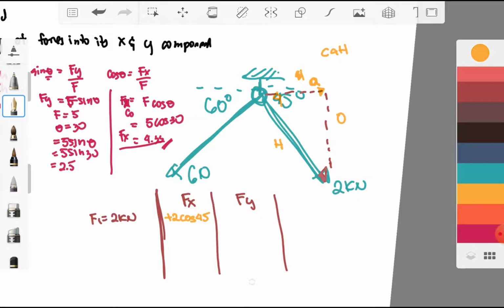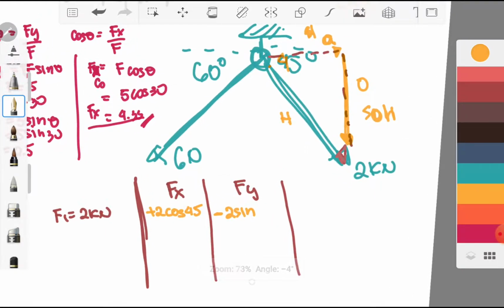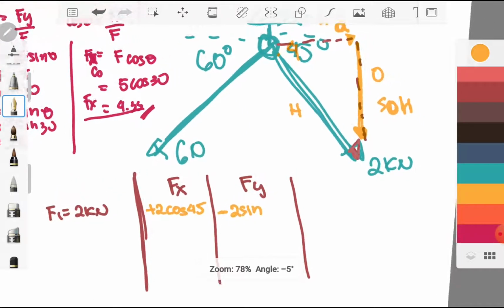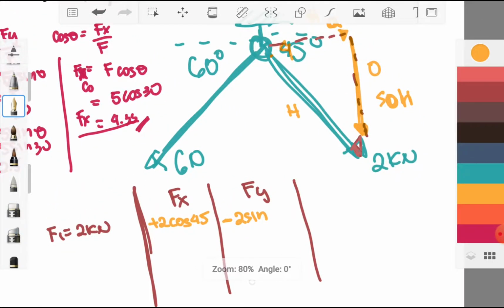And then for your Fy, take note that you are projecting your Fy going down. Therefore, it is a negative sign. When going down, you will use opposite over hypotenuse. So this is your opposite. So negative, going down, 2 sine 45. 2 sine 45. Okay?